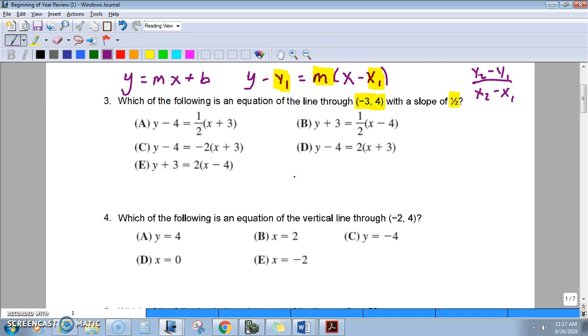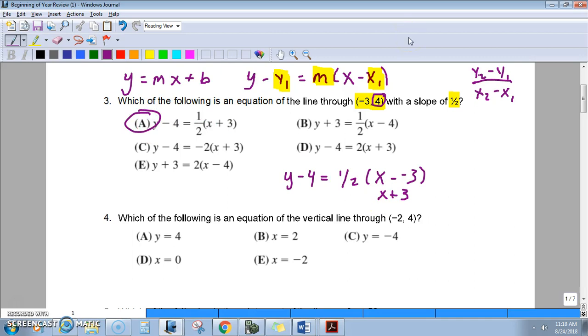And don't forget on the SAT, that's going to be the fastest way to get through something. But here we're just going to have y minus the y value of the point, which is 4, is equal to your slope, which is 1/2 times x. Now this is tricky part 2. Don't forget we're going to subtract a -3. But what that looks like in the answer is just x plus 3, because when we are subtracting a negative, we are adding a positive. So obviously the answer is A.